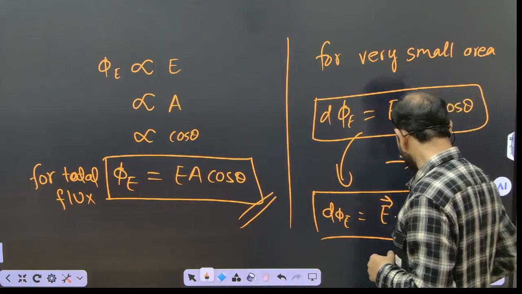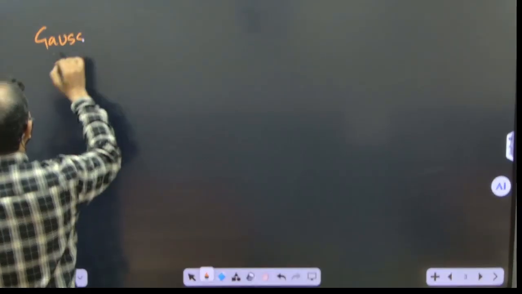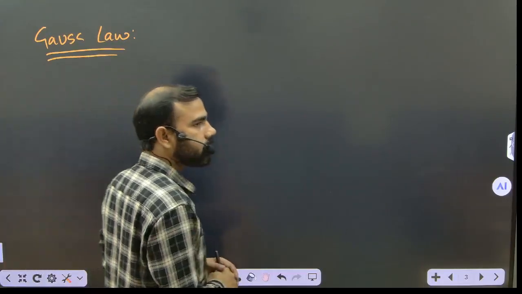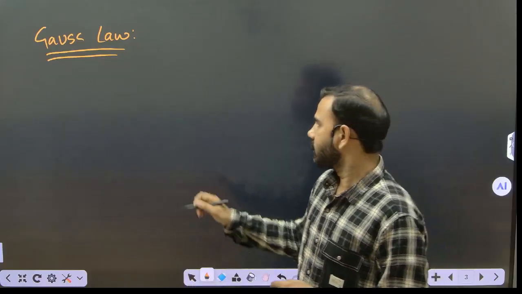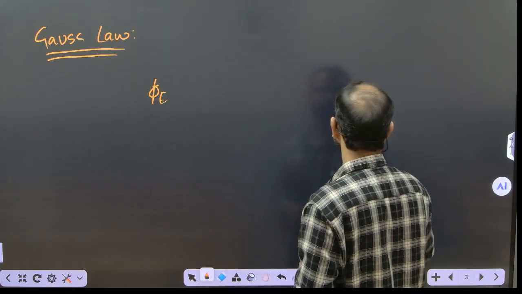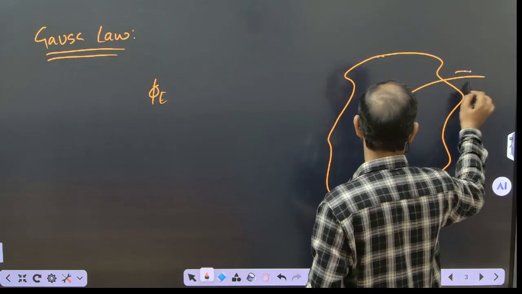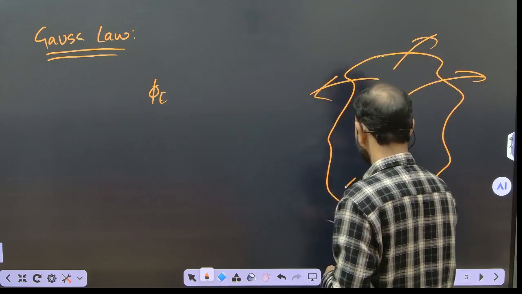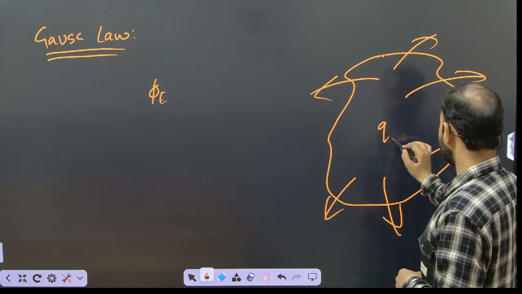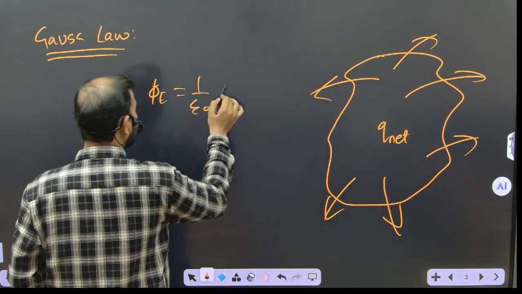Now come to Gauss law. What is Gauss law? Gauss law basically states that the total electric flux through any closed surface, coming out through any closed surface, is 1 by epsilon naught times the net charge.